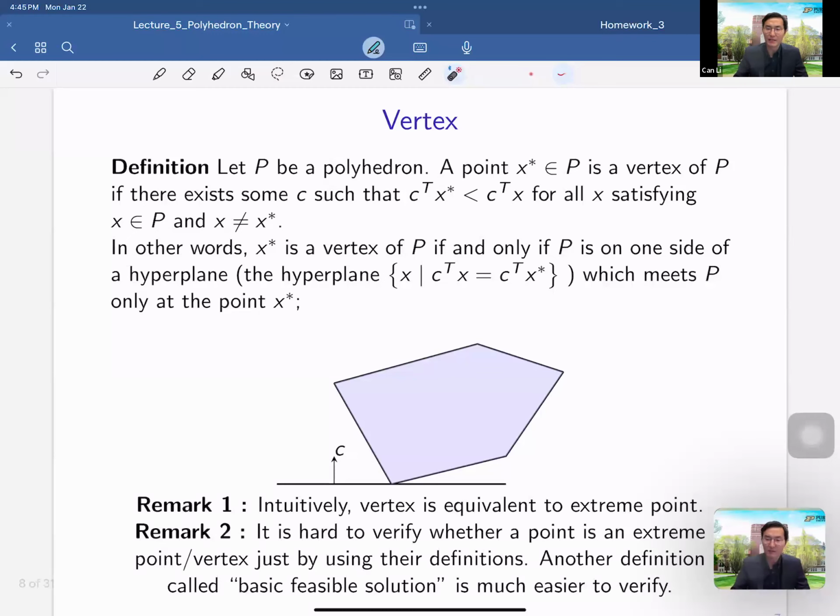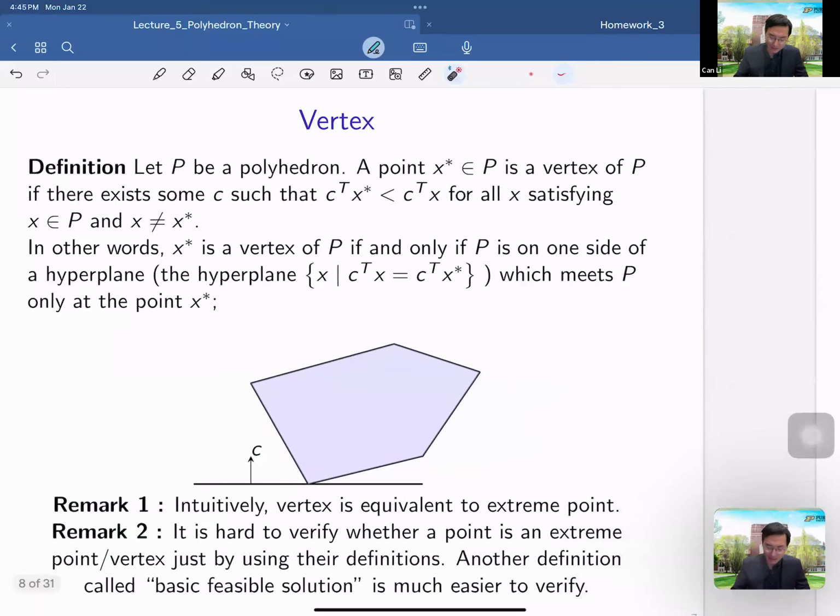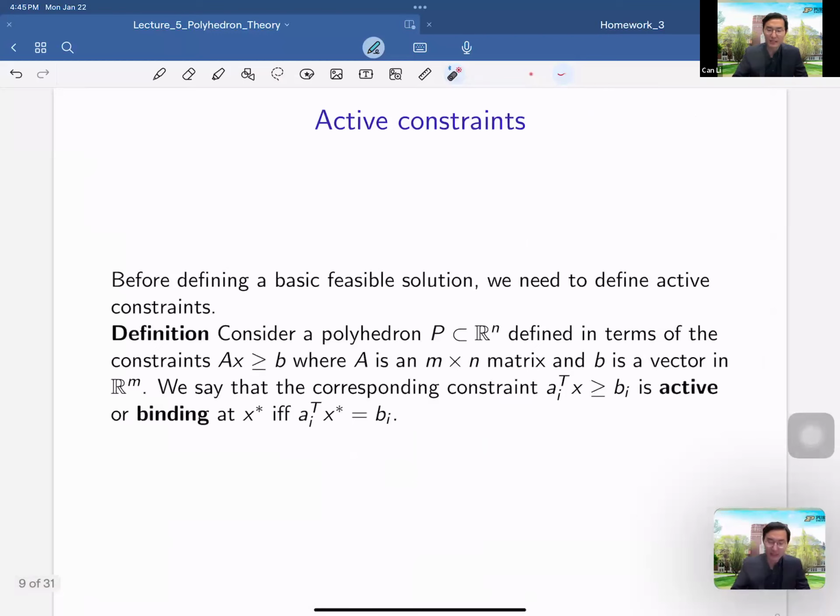So with this motivation in mind, we need another characterization of an extreme point or vertex that is easier to verify. Okay, so that is something called a basic feasible solution. Before we introduce what a basic feasible solution is, we need to define something called active constraints in a polyhedral set. Okay, so here, let's define active constraints.